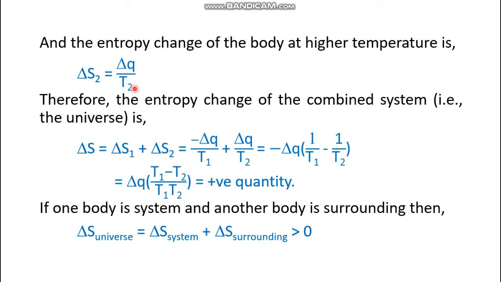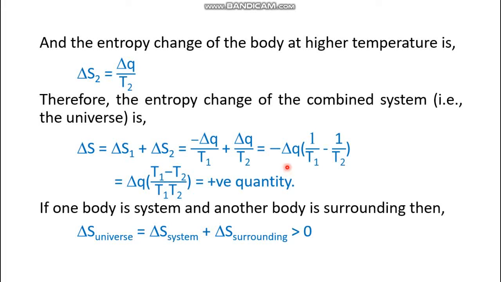Okay. So what is the overall entropy change of the combined system? The overall entropy change of the combined system must be equal to the summation of the entropy change of the first body and the entropy change of the second body. That means delta S1 and delta S2 summation. Now we know the value of delta S1, which is minus delta Q by T1, and that of the second body, delta S2, it is delta Q by T2.